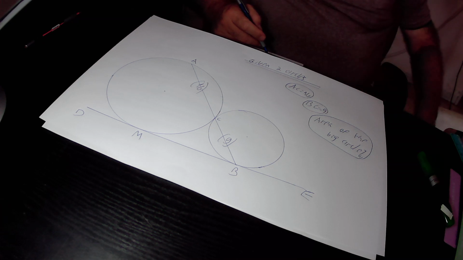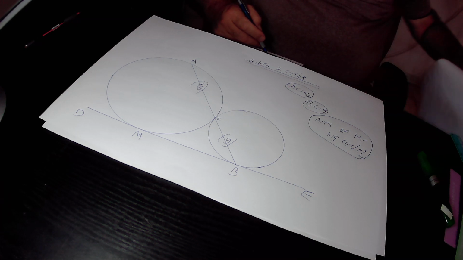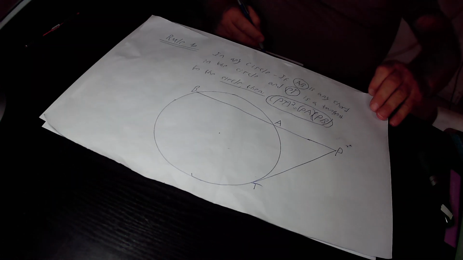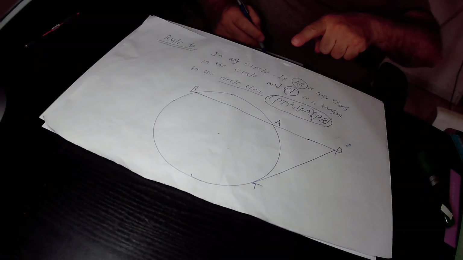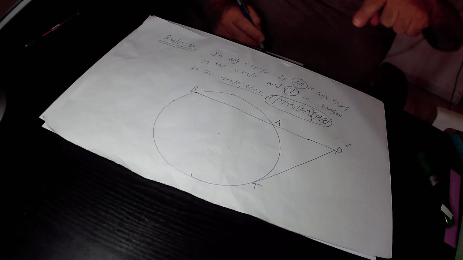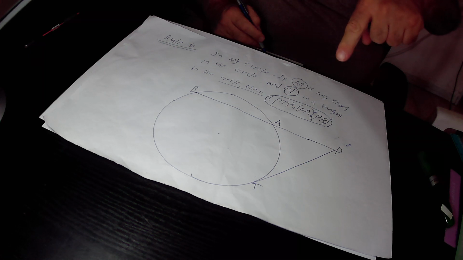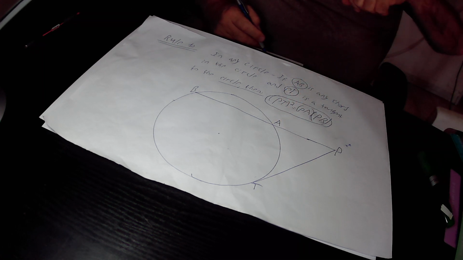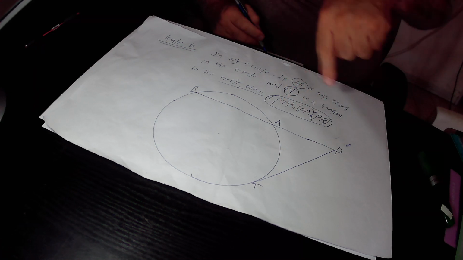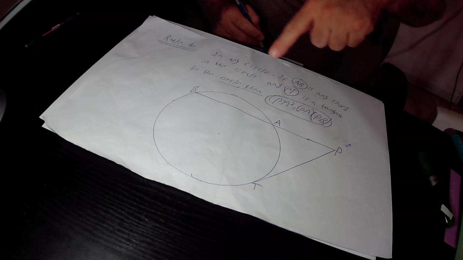Therefore, we can implement here rule 10. So let me repeat quickly rule 10. Rule 10 is true in any circle. If AB is any chord in a circle and PT is a tangent to this circle at point T, then in this drawing, the following equation is true: PT square equals PA times PB.